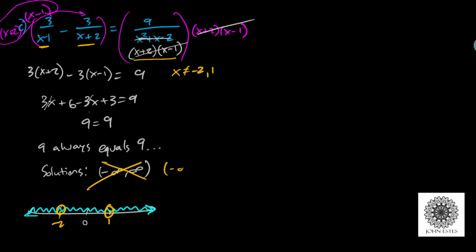I can have anything from negative infinity up to negative 2. And I can also have anything from negative 2 to 1. And I can also have anything from 1 up to infinity. I just can't have negative 2 and 1 themselves. So that's why we need to make sure we pay attention to the denominators. Solving rational equations is actually easier than simplifying rational expressions because I can multiply both sides of the equation to get rid of the denominators.